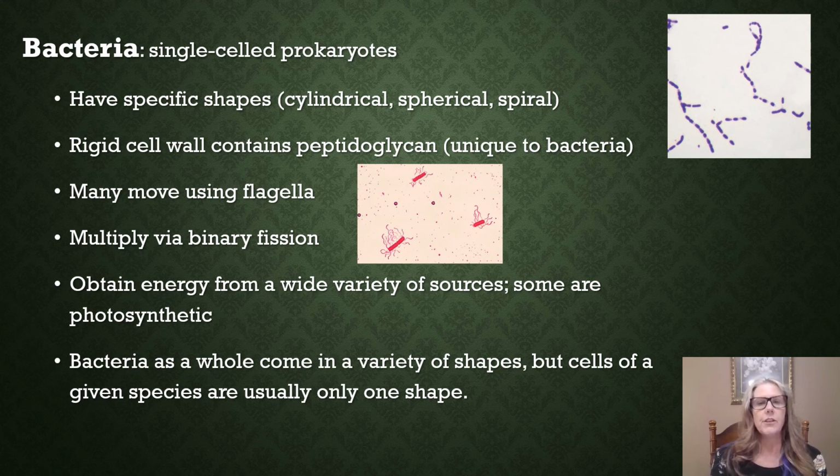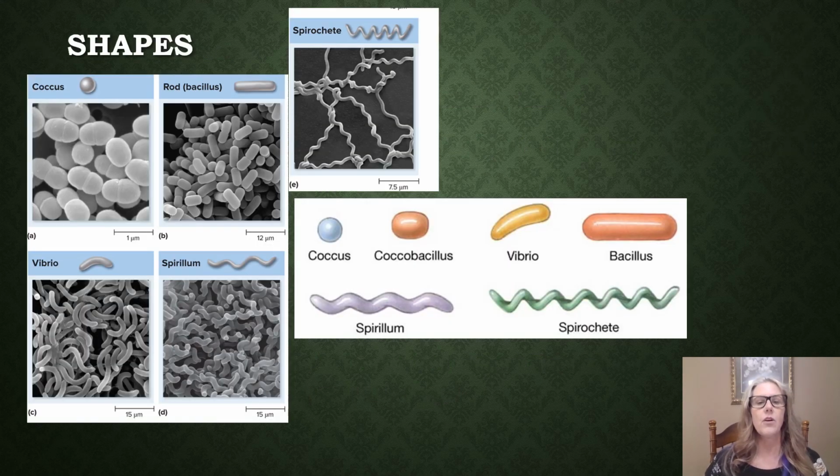Now, bacteria do come in a variety of shapes, but cells of a particular species are only of one shape. So, for example, all the cells of Staphylococcus aureus are going to be of that one shape. So each species has its own shape. All right, so on this slide, you're able to see some of those shapes. You see some photomicrographs, and then we also have some other types of shapes.